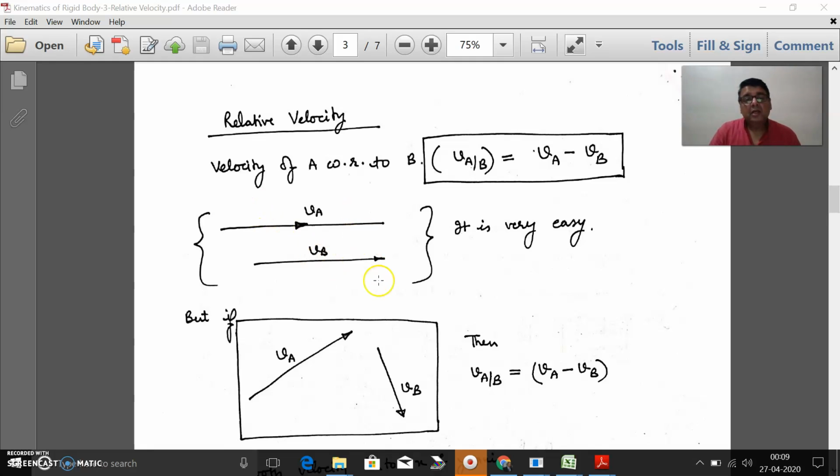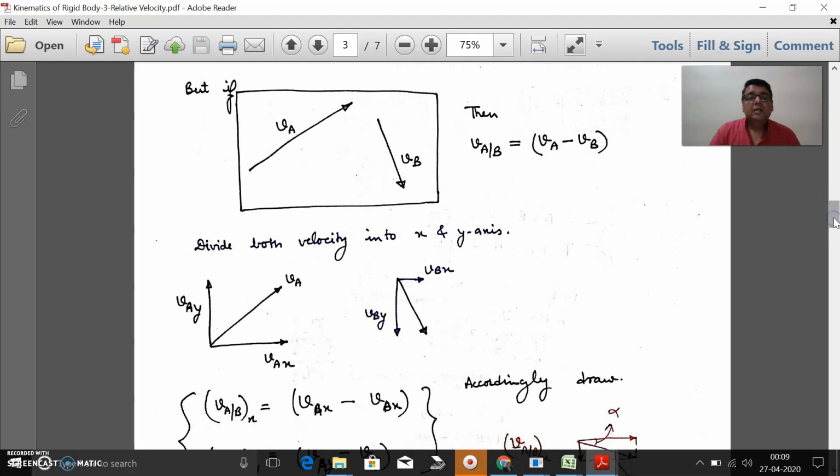So this is what relative velocity is. As far as it is in the same direction, it is easy for us. But if it is in some different direction, some absurd direction, let us say VA is in this direction and VB is in this, then you have to find out what will be VA with respect to B. Oh, it will be a bit difficult. But don't worry, we'll make it easy. How? See, it is very simple.